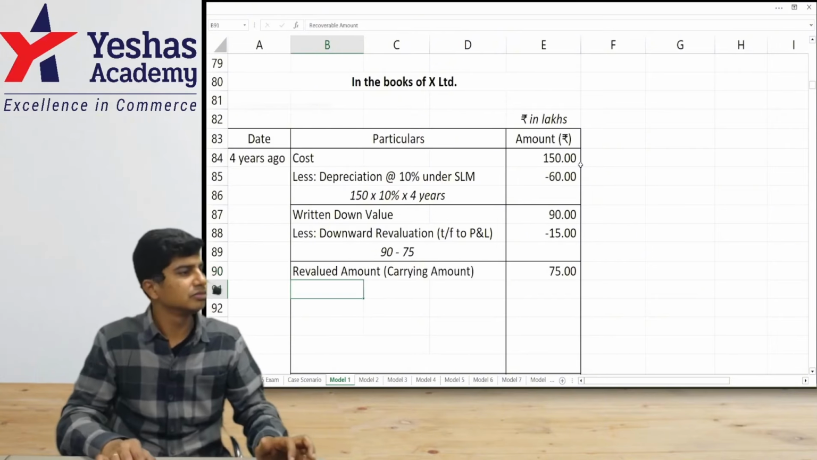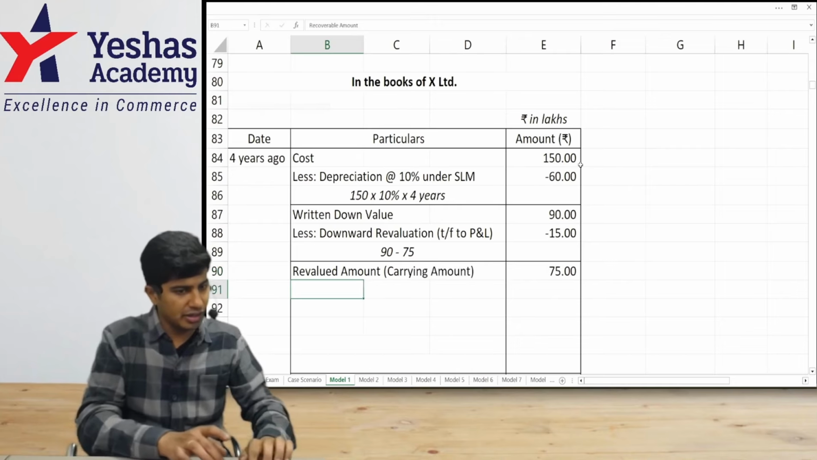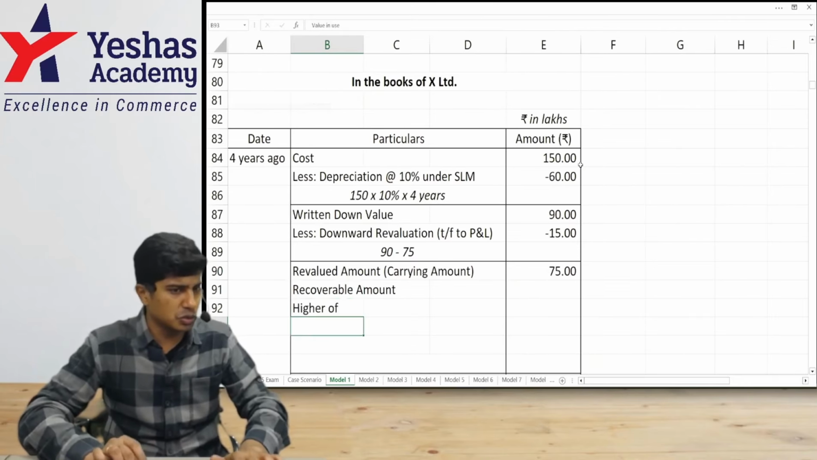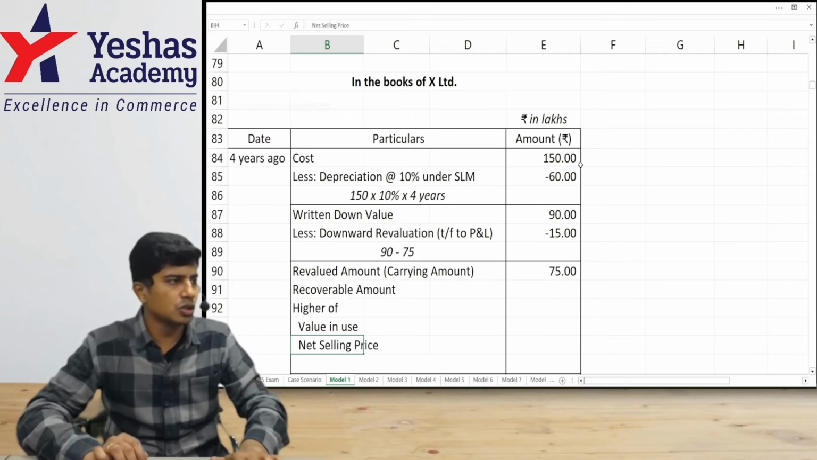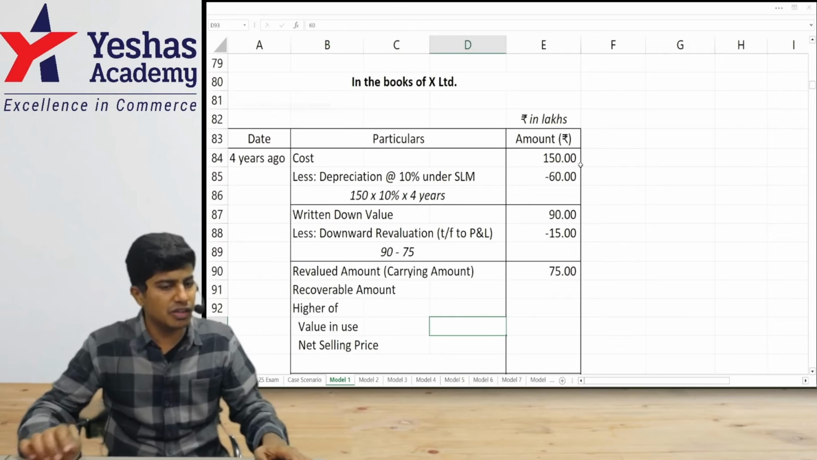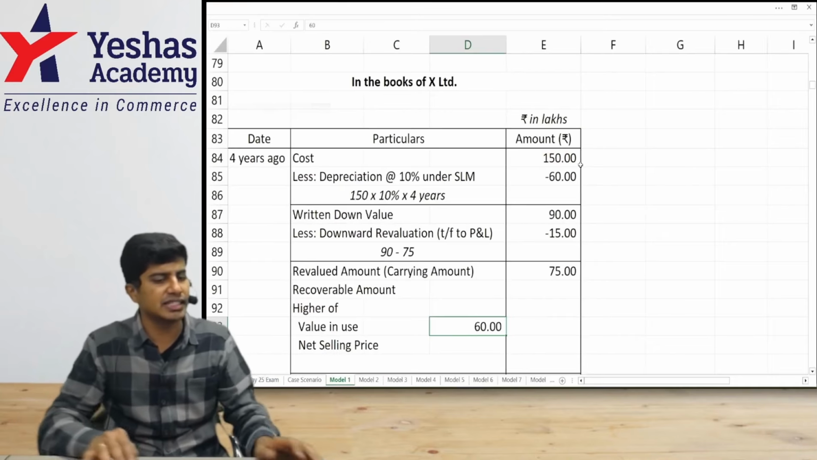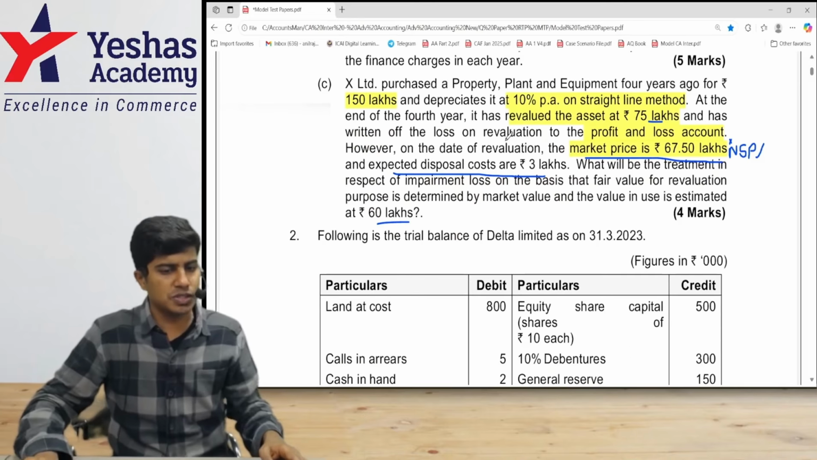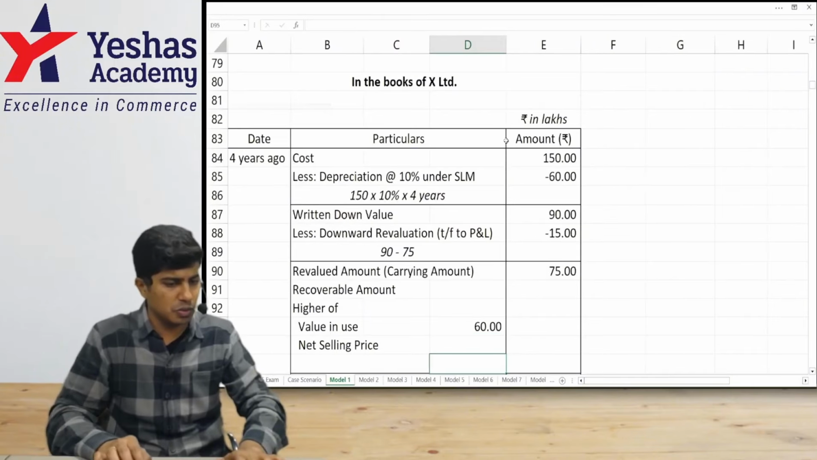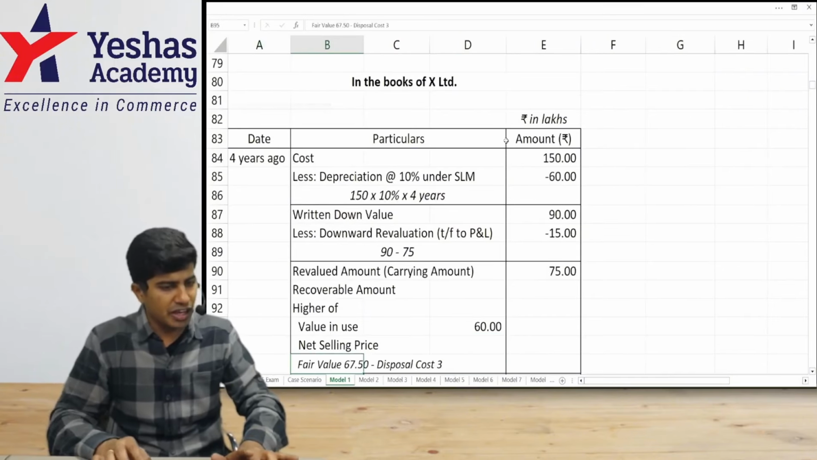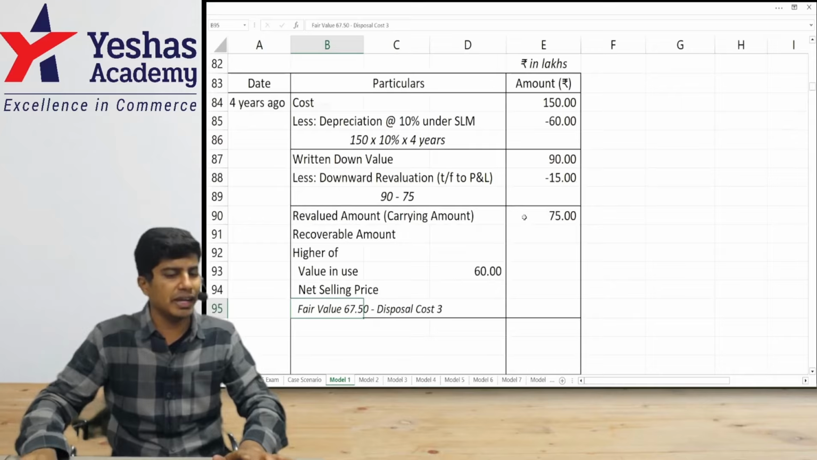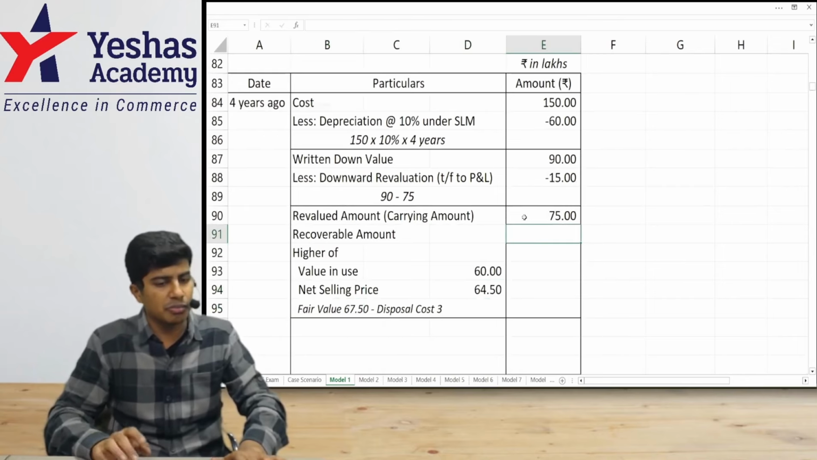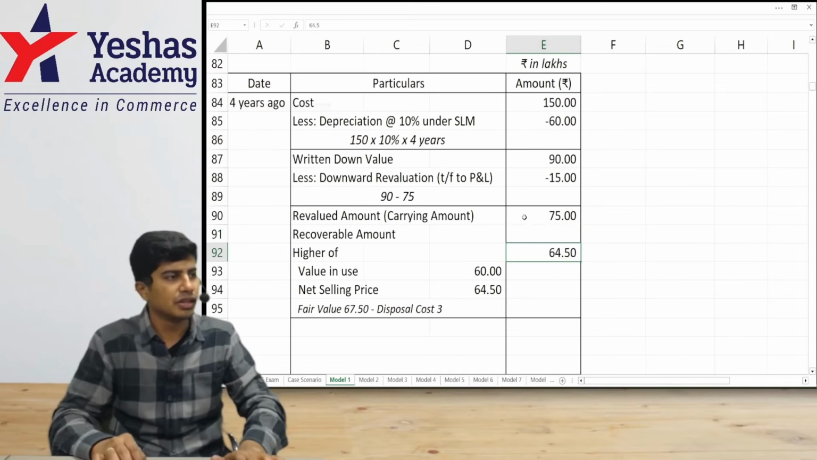Carrying amount is 75. I'll compare it with the recoverable amount. Recoverable amount is the higher of two things. One, value in use. Two, net selling price. Value in use, they've given in the last line of the question as 60 lakhs. What is net selling price? 67.5 is sale proceeds, 3 lakhs is cost of disposal. So I will do fair value of 67.5 minus disposal cost of 3, it will come to 64.5. The higher of them is 64.5.